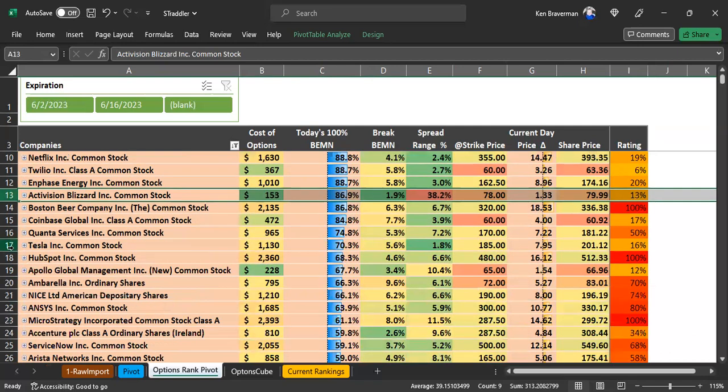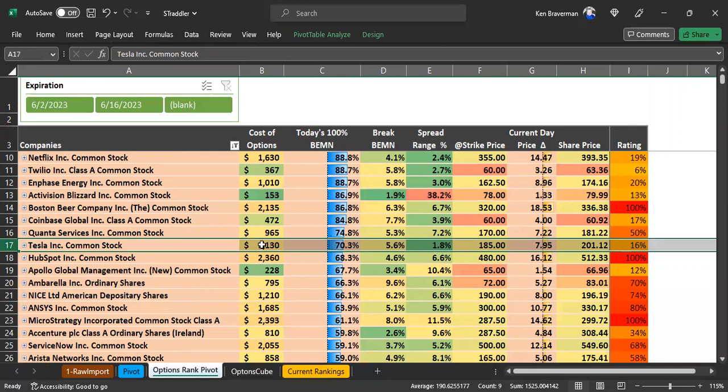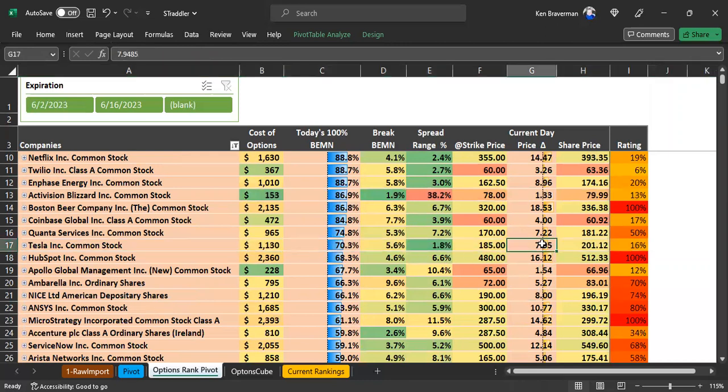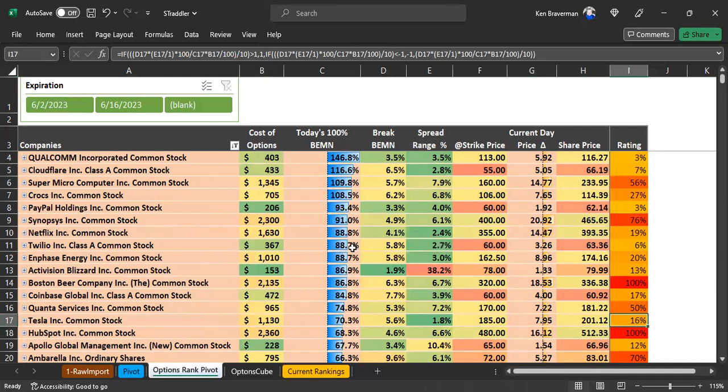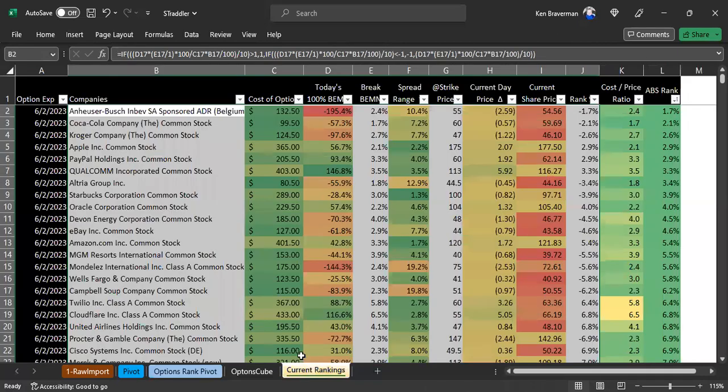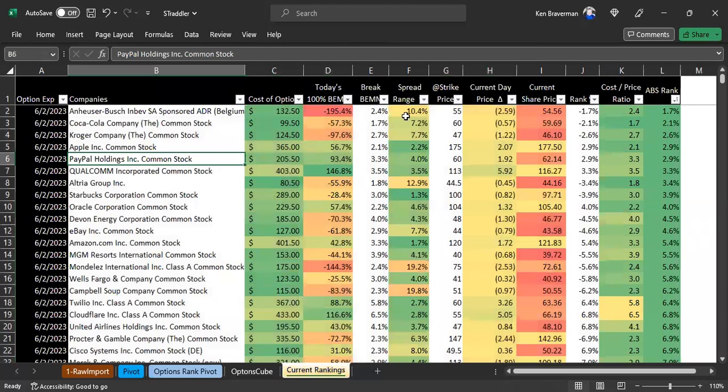All right, so Tesla has a good day. Look how expensive their options are. They go up $8 and it still doesn't cover the cost of their options for the week. That shows you how expensive they are. And this rating is not even below 10%. Their rating is 16%.